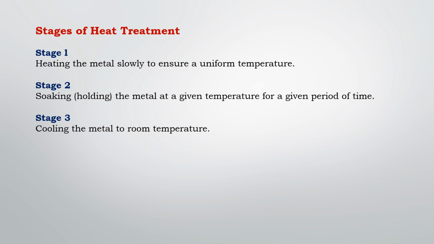There are 3 stages in the heat treatment process. The first one is heating, then soaking, and finally cooling. Heating is the first stage in a heat treating process. It is done to change the structure of alloys when heated to some specific temperature.